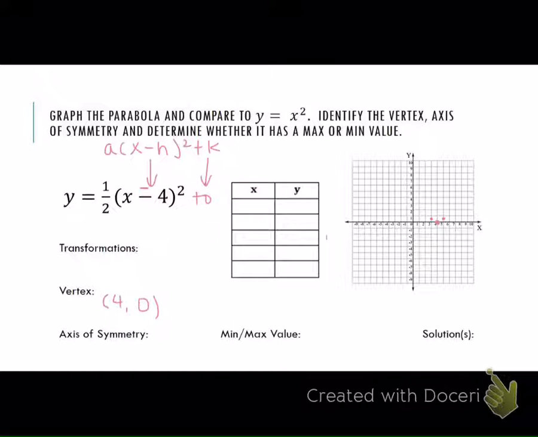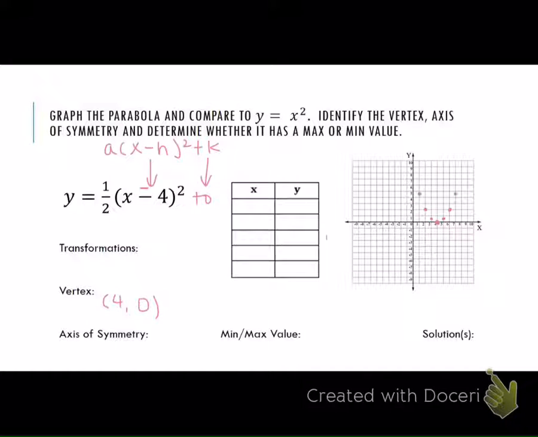So out 2, we typically go up 4, but we're multiplying that 4 by a half. So 4 times a half is 2. When we go out 3, we typically go up what? 9. But we're multiplying by our a value of a half. So half of 9 is 4.5.